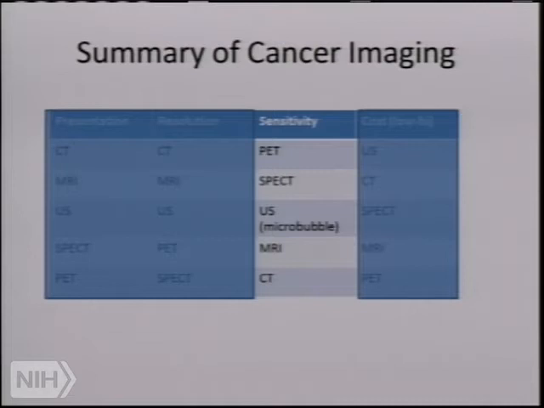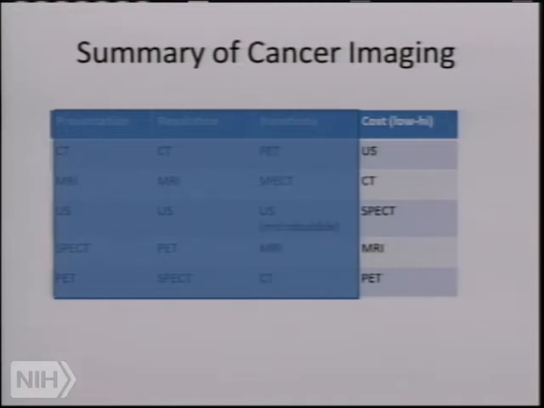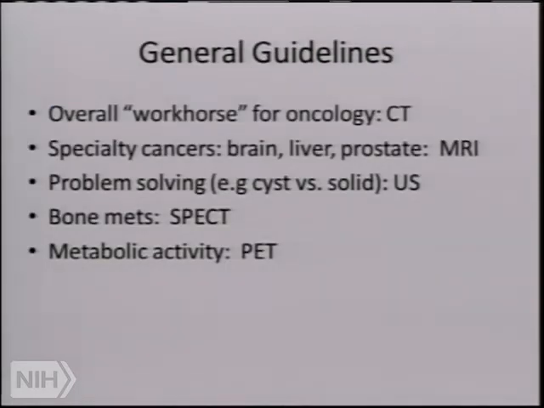So CT is the least sensitive, which is why you need to put 40 grams of iodine in before you can even detect it. And then cost, from low to high. Ultrasound, it's the low budget item. In fact, in the third world, ultrasound is the technique that's used. But in the developed countries, CT, SPECT, MRI, and PET in terms of cost.